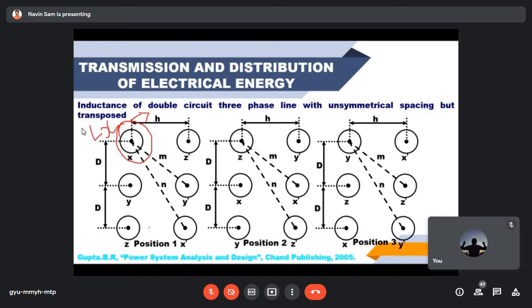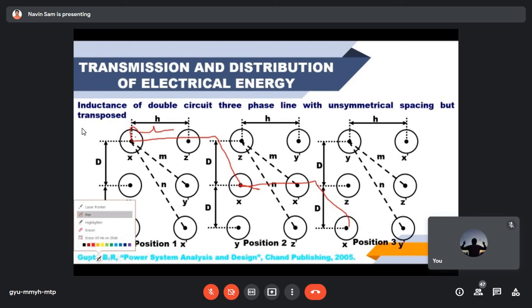Before that, I would like to inform you of a few more things. You can look at this. The first conductor is arranged like this. For some distance, it takes this position and then the next position. For some distance it is traversing, then again it takes another position. That is what transposition means, so you have to assume that.